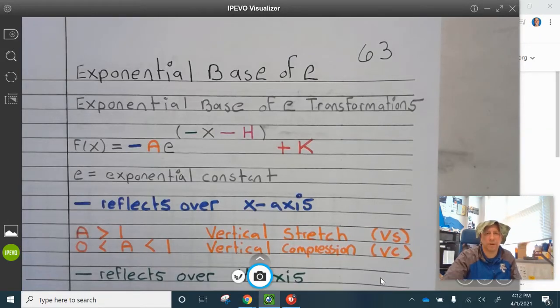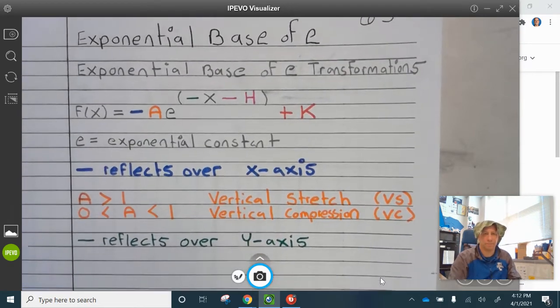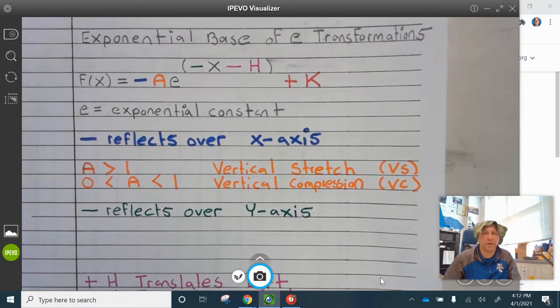Okay, Wildcats. Today we're looking at journal page 63, exponential base of e. Exponential base of e transformations. f of x equals negative a e to the negative x minus h plus k. e is the exponential constant.